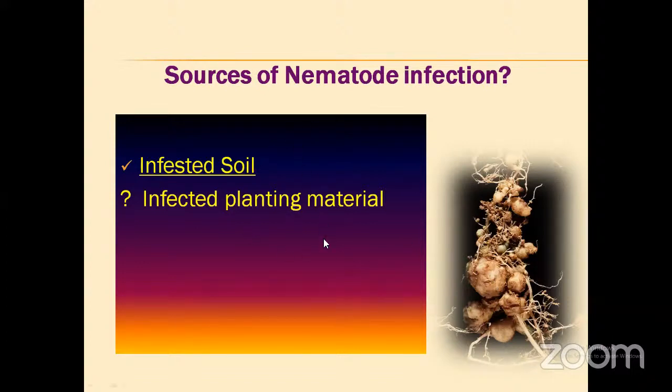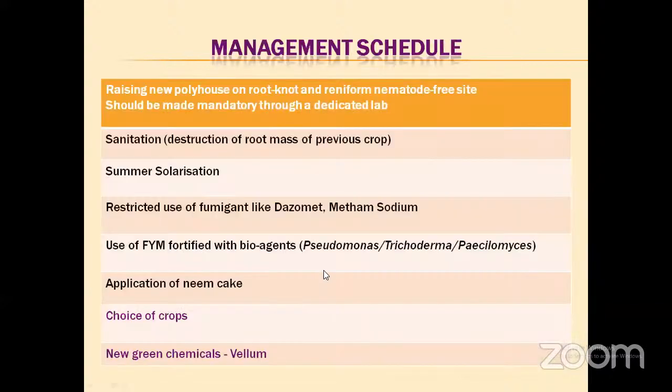First is soil and next is planting material. These are the two fundamentals where we have to be very strong and very strict, to maintain good quality of soil and, at the same time, planting material. So these are the management schedule.